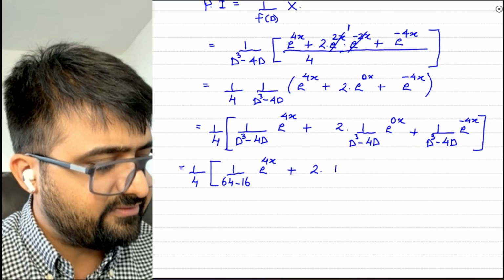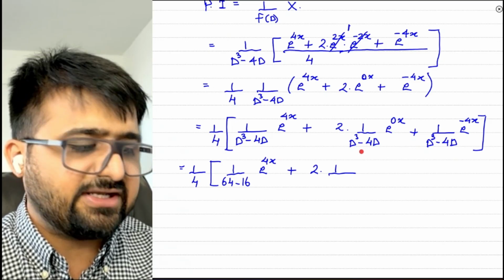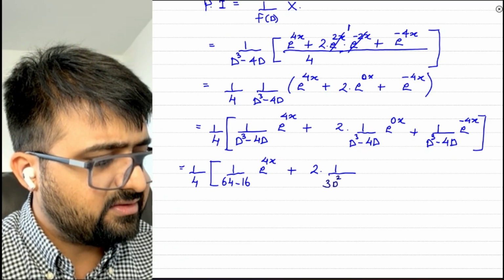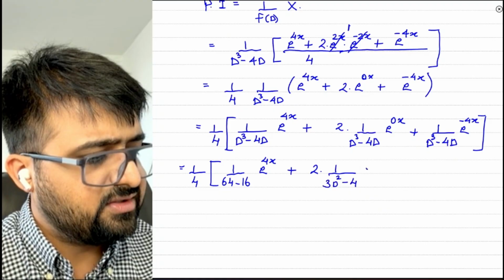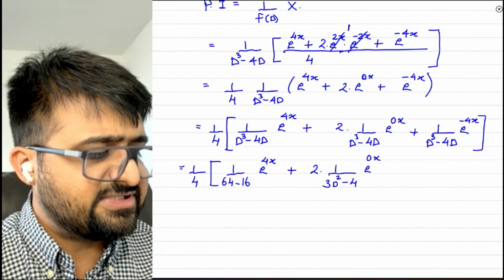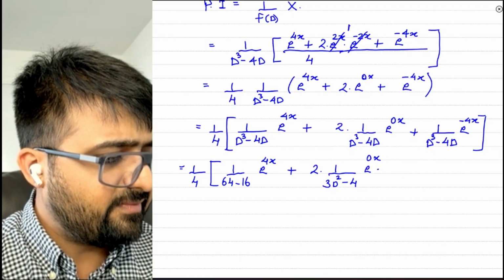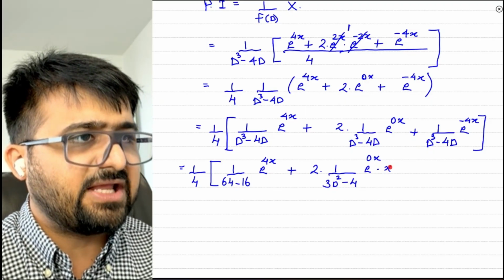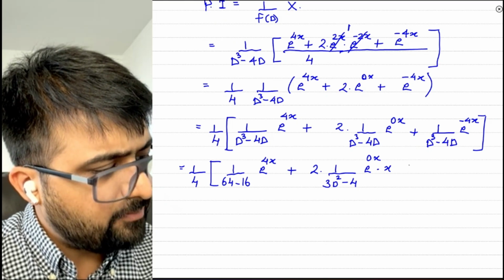Okay, you'll have to take the derivative. So just take the derivative of this. The derivative of this will become 3d square minus 4, and e to the power 0x. Whenever it becomes 0, just take the derivative. And remember, you have to multiply by an extra x. When you take the derivative in the denominator, multiply by an extra x.